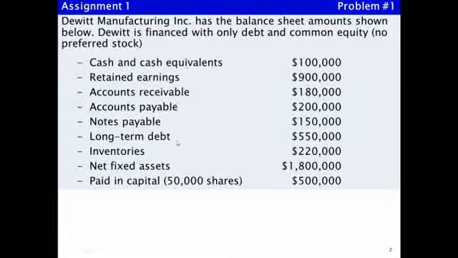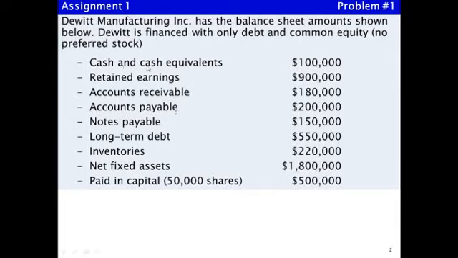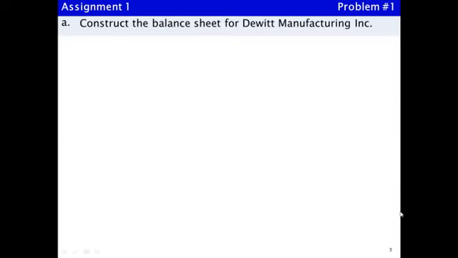And we're simply given a jumbled listing here of cash and cash equivalents. You can read the amounts on the right. Retained earnings, accounts receivable, accounts payable, notes payable, long-term debt, inventories, net fixed assets, and paid-in capital. So we need to arrange these to provide a standard balance sheet. That's what we're asked to do in Part A.